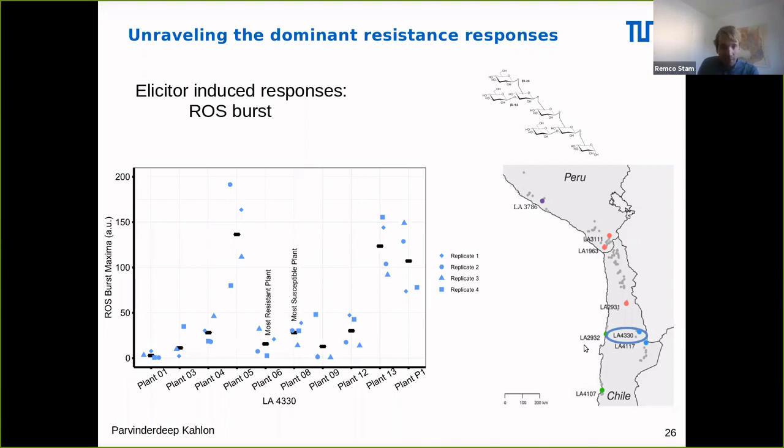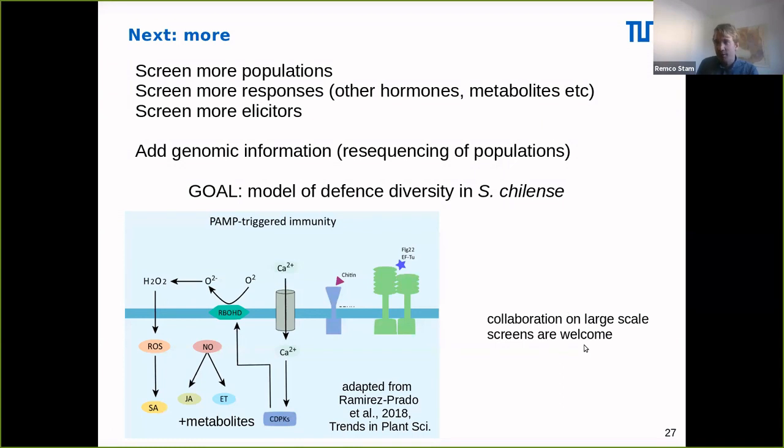So we're now really building on this. We're trying to work on screening more populations, screen more different responses, so we can also screen hormones, right? Ethylene, salicylic acid, different metabolites, and we also want to check what happens when we screen with different elicitors.